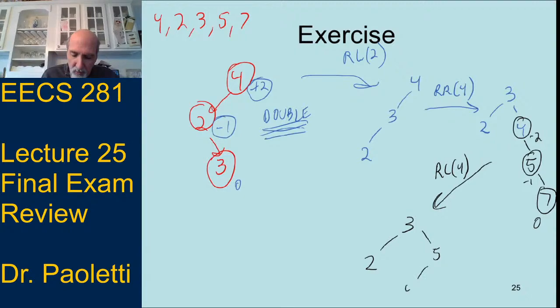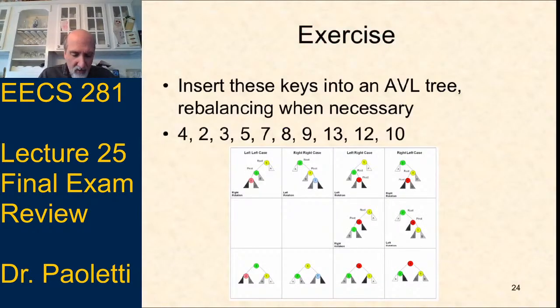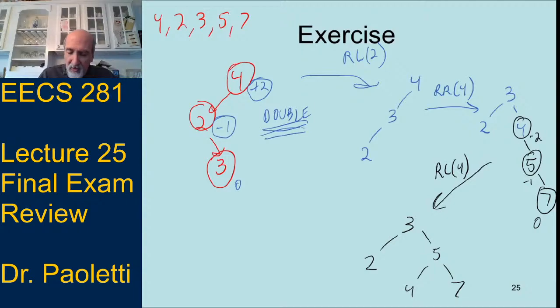5 moves up, 4 moves down, 7 just moves along with the 5. All right, so there's our rotate left at 4. And then what was the next one? We could insert 7, 8, 9. So if we inserted, let's do one more insert. I'll change colors again here.